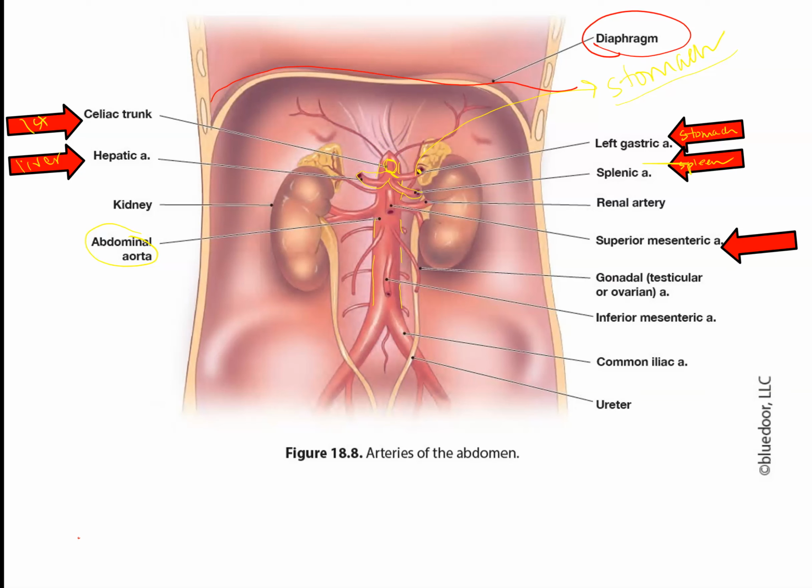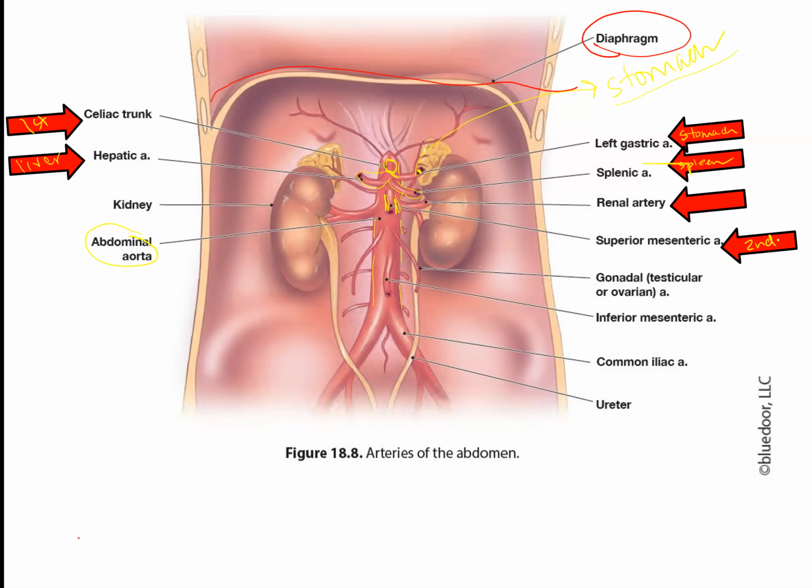Second branch directly coming off of the abdominal aorta is this here. It comes off the front, or the anterior side, and that's going to be your superior mesenteric artery. This is going to go to a lot of your digestive organs, your intestines, and again, those mesenteries that I mentioned earlier, where blood vessels and nerves travel from the intestines and things like that. So that's going to be the second big branch coming off the abdominal aorta, and it is on the anterior surface.